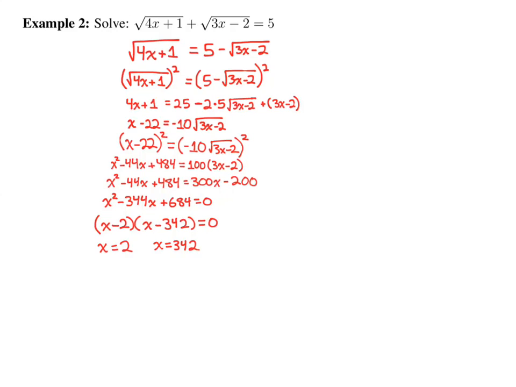Okay, got to check them. X equals 2 checks okay. And again, when I say check, I mean in the original equation. X equals 342 does not check okay. Now, you don't know this ahead of time, so you can't just assume 342 looks like a bum answer. No, you got to actually do it. But in this case, 342 does fail the check.